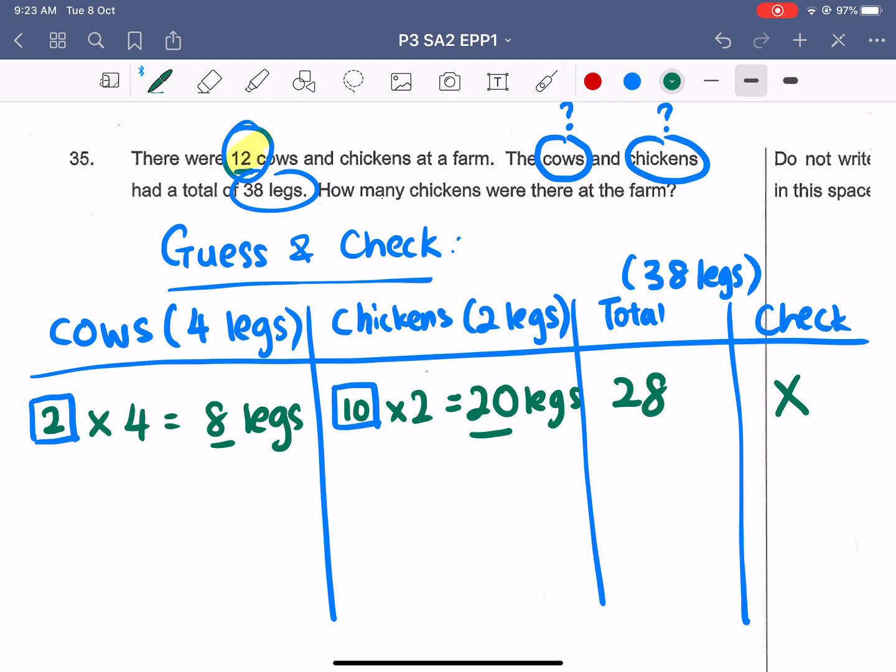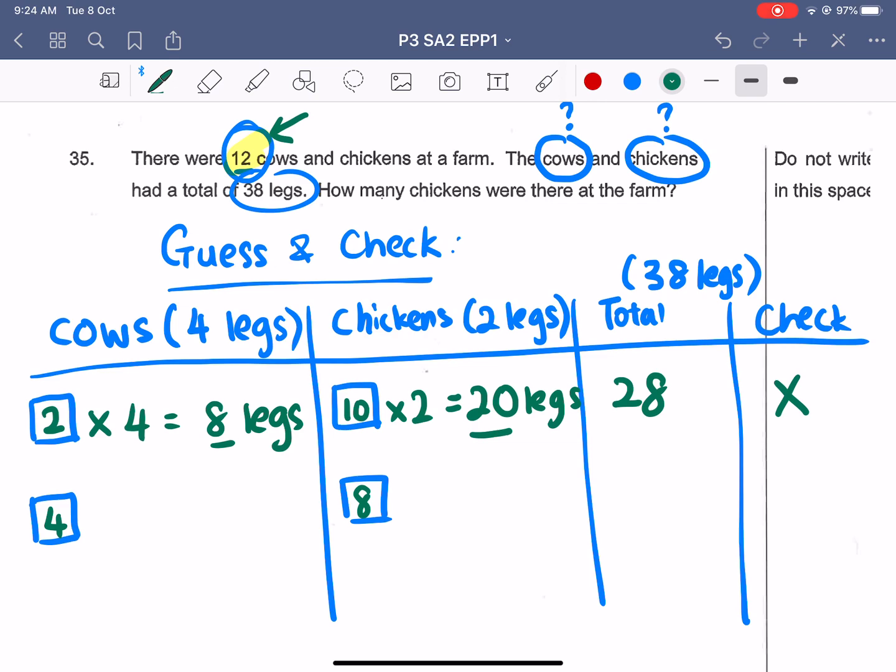Okay, it seems that I need to guess bigger numbers because I'm quite far away from 38. So the next thing I'm going to try is a different number. I'm going to try maybe 4 now. If I guess 4 cows, then how many chickens would that be? Only 8, right? Because 4 plus 8 equals 12. Remember, I need to make sure there's 12 animals altogether.